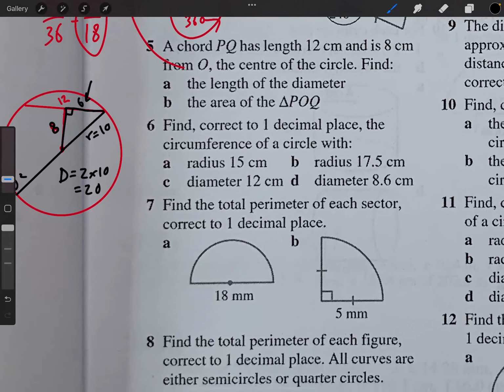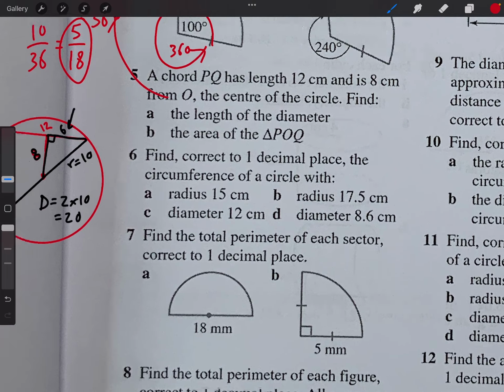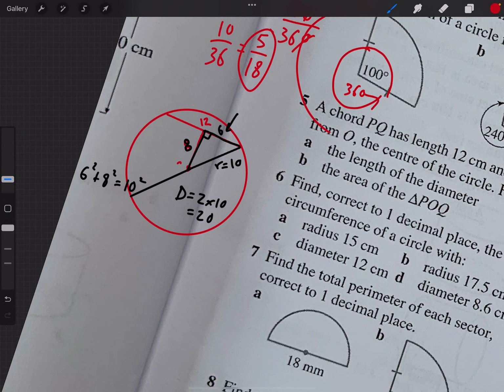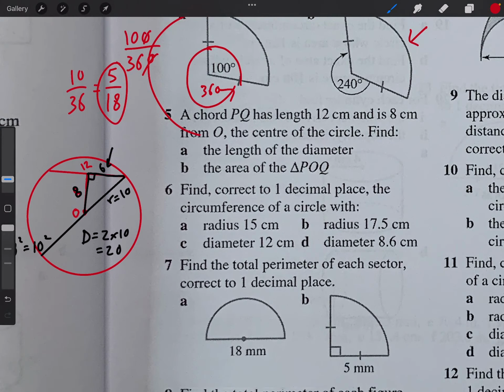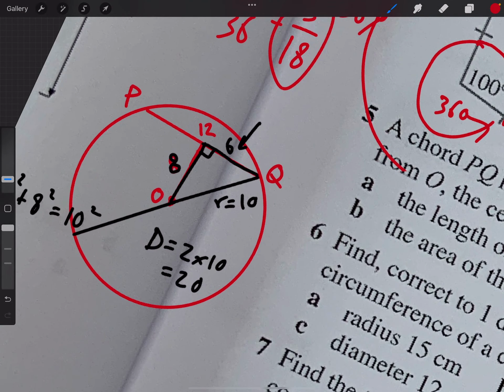Right. Next question. Find the area of the triangle POQ. Okay, this is the O, the center O. PQ, so P and Q. We need to find this area of this triangle here. I'll put this in blue.